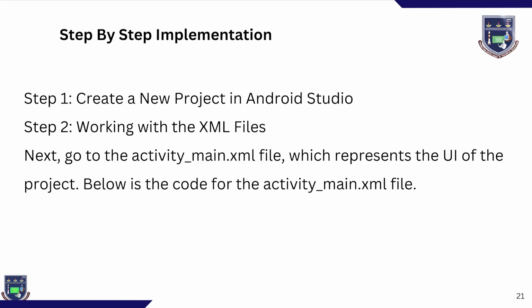So next we will see the step-by-step implementation of the Android pop-up menu. The first step is to create a new project in Android Studio. Then the second step, we have to work with the XML files. For that, we have to go to the activity_main.xml file, which represents the user interface of the project. This is the code for the activity_main.xml file.